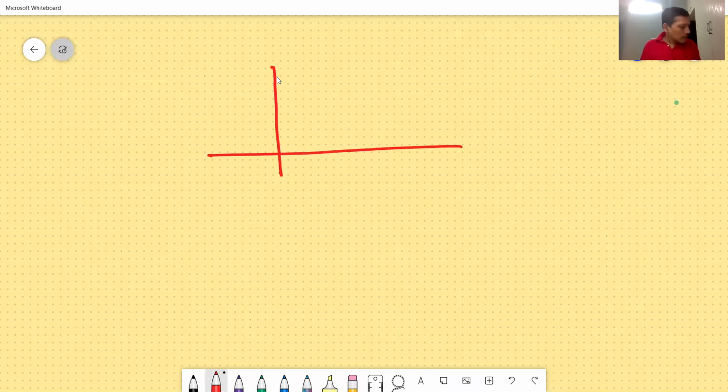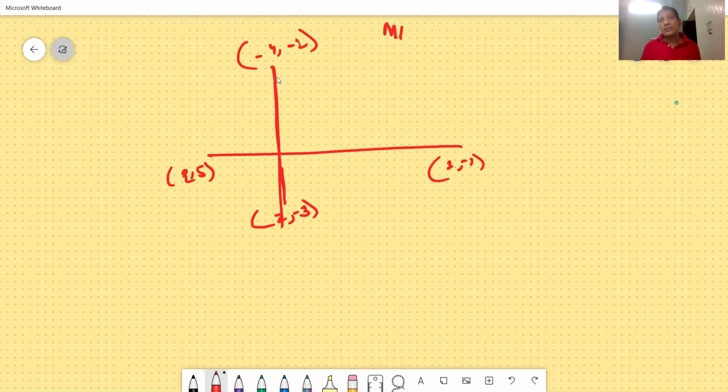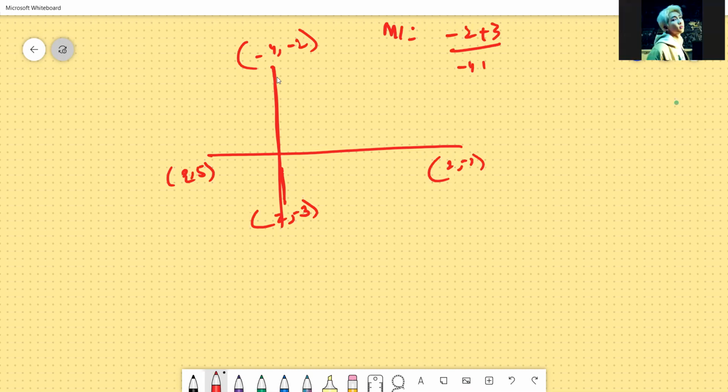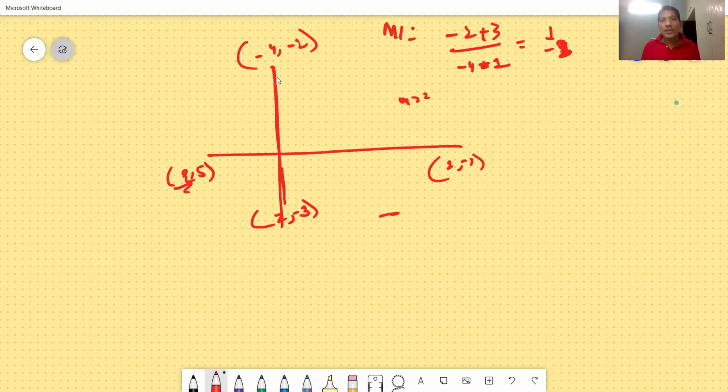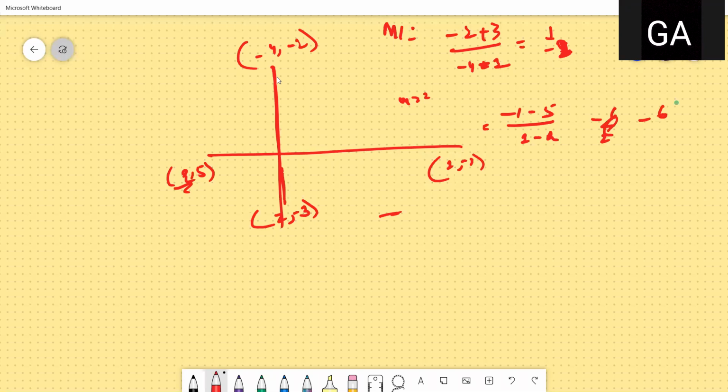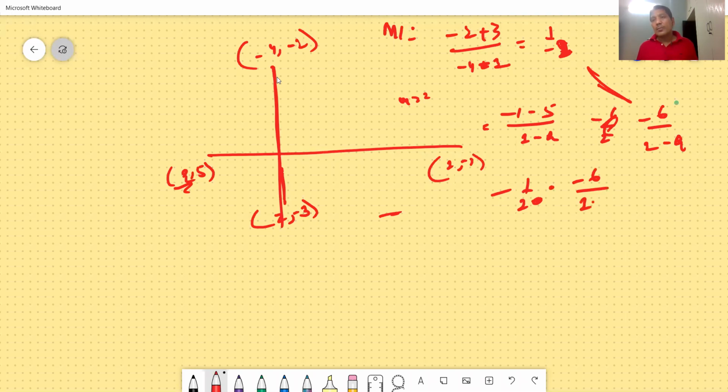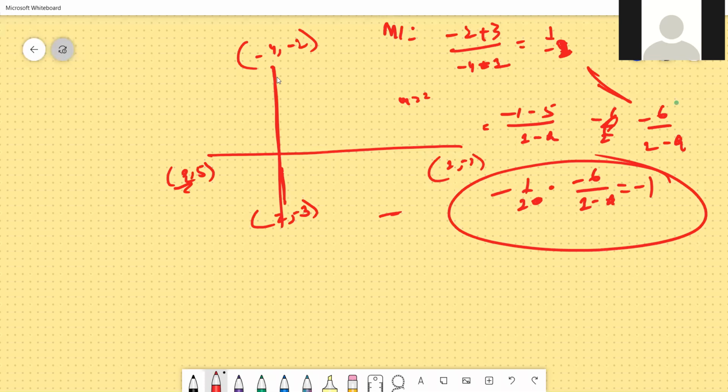हमको इसके दो पॉइंट्स दिए हैं -4 comma -2 and 2 comma -3 और इसके पॉइंट्स हैं a comma 5 and ... तो इससे तो m1 निकालिएगा -2 plus 3 upon -4... 1 upon -2 है ना, ठीक है. फिर m2 फाइंड आउट करिए फ्रॉम दीज टू पॉइंट्स -1 -5 upon 2 - a and it is -6 upon ... इन दोनों की लाइंस कैसी हैं? परपेंडिकुलर हैं, इनको मल्टीप्लाई कर दीजिए और इक्वल्स टू -1, सॉल्व कर लीजिएगा, a की वैल्यू आ जाएगी. सॉल्व टुडे टिल 7th क्वेश्चन, बाकी काम कल करेंगे.